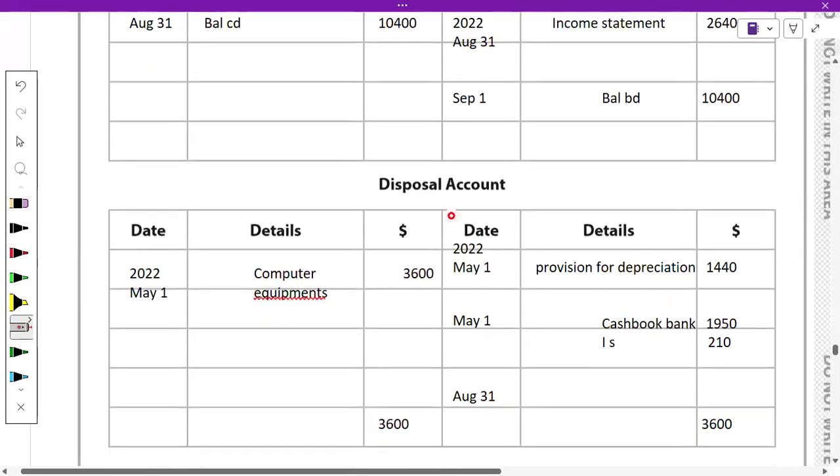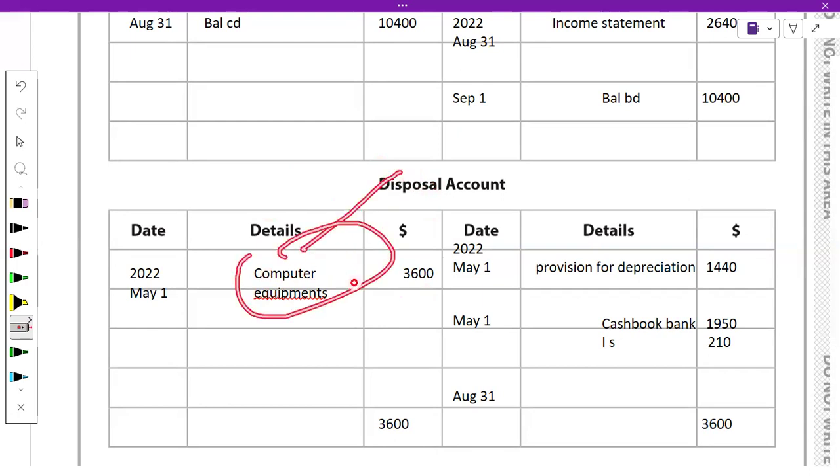Okay, and next we have to prepare a disposal account. So first of all, we know that whenever we are selling our asset, we have to decrease the asset by crediting it and debit the disposal account by the cost of the computer equipment. So the computer equipment will be credited and the disposal account would be debited.